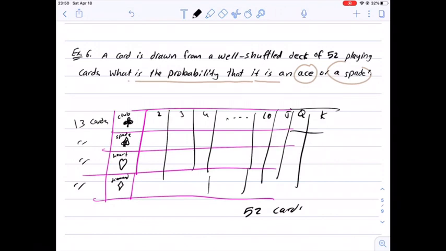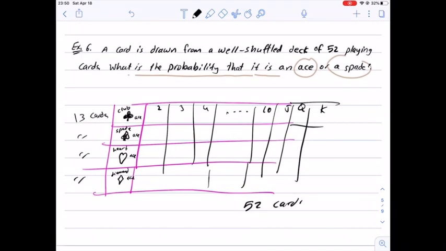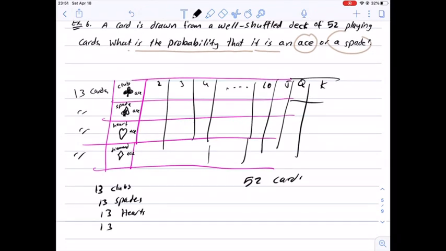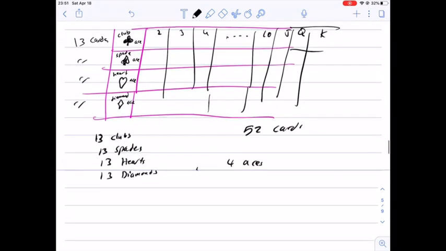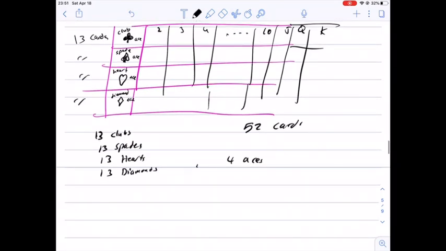Now the ace is this. The first one with one or single symbol is ace. This is ace. And so we have 13 clubs, 13 spades, 13 hearts, and 13 diamonds. And we have four aces.